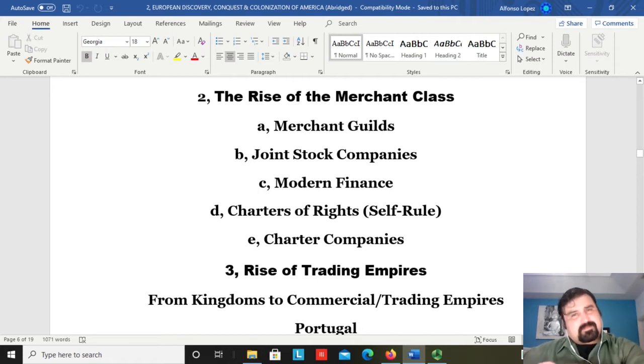So, second, we're going to see also another change taking place in Europe, and that is the rise of the merchant class. The merchant class used to be part of the commoners under feudalism. Remember, commoners were all groupings of society that were not part of the lord protectors, the class of the lords, in other words, the protectors like the knights, the kings, and so on and so forth.